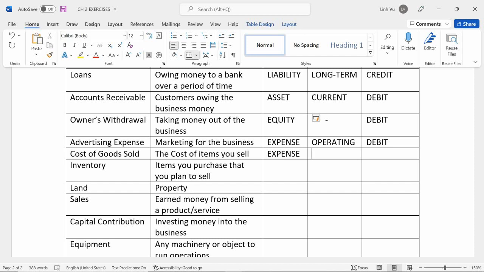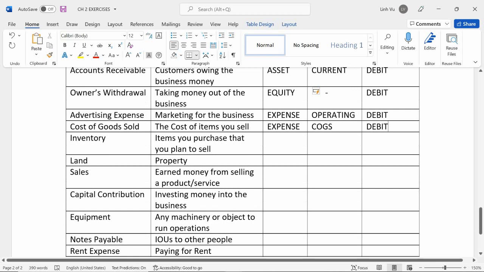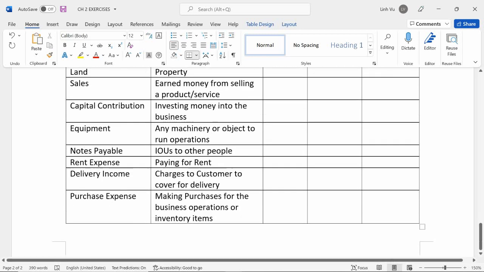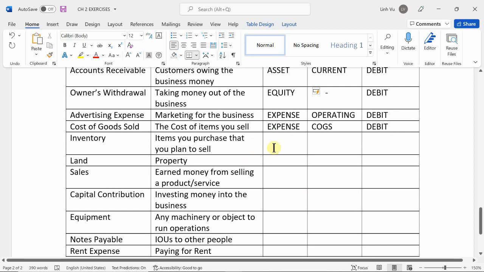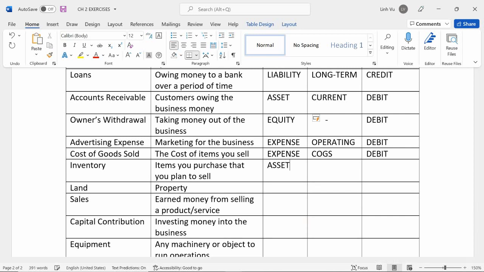For the cost of goods sold. Yes, COGS for short, okay? Now, how do you increase an expense? Debit. Yes, with a debit. Good. All right. What about inventory? Inventory are items that you purchase that you plan to sell. It's an asset, right? You have intent to sell it, but when you purchase them, they become yours.